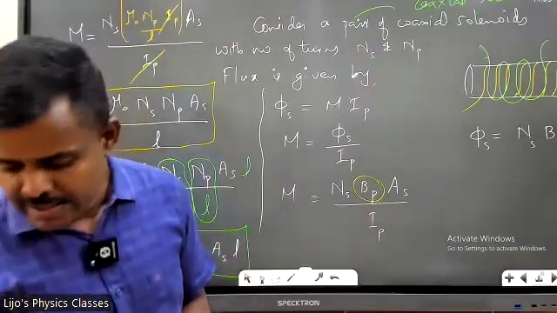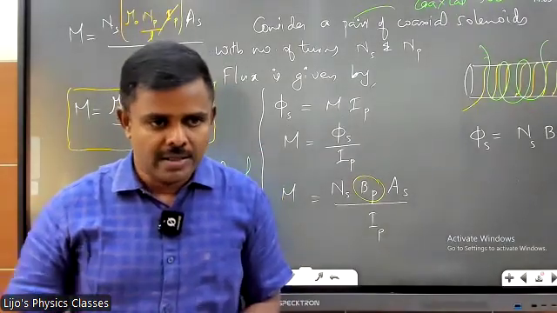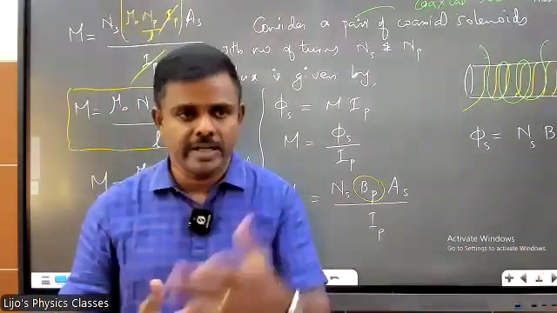Got it? So in this chapter, what remains is a small derivation, energy stored in an inductor. I'll finish it and do a revision of this chapter. Then we'll switch to the next chapter.